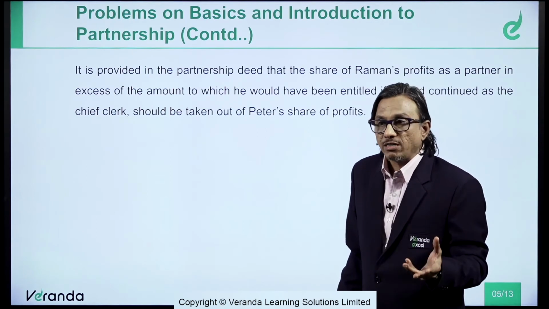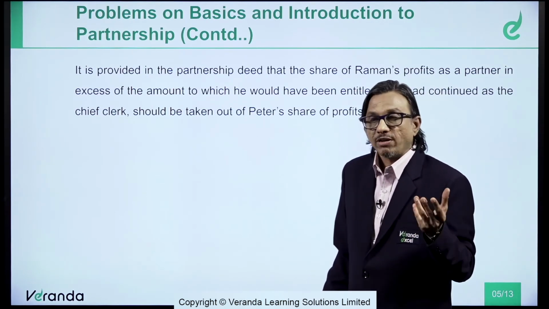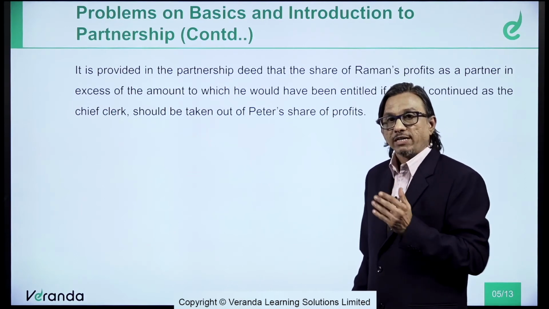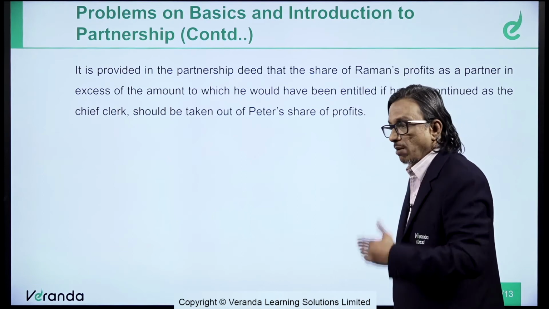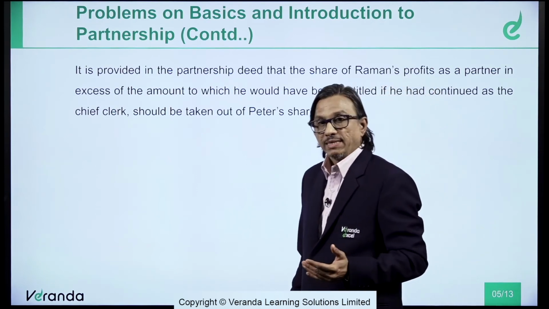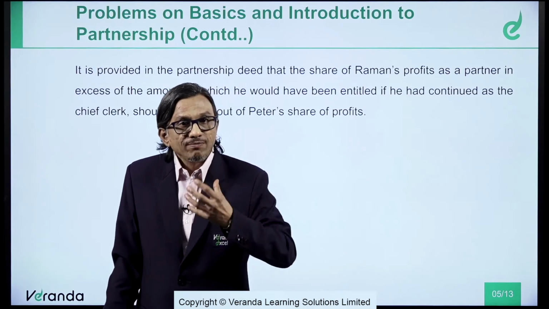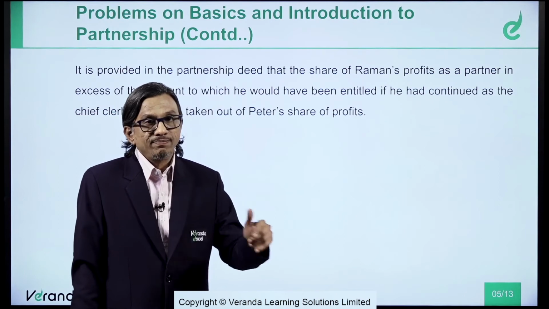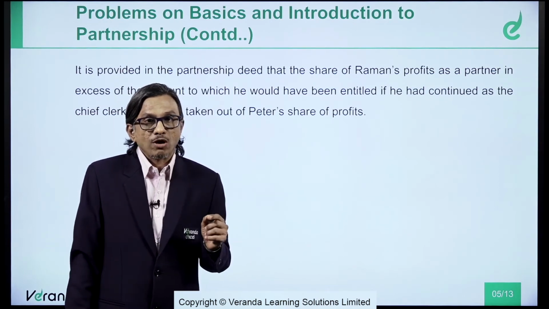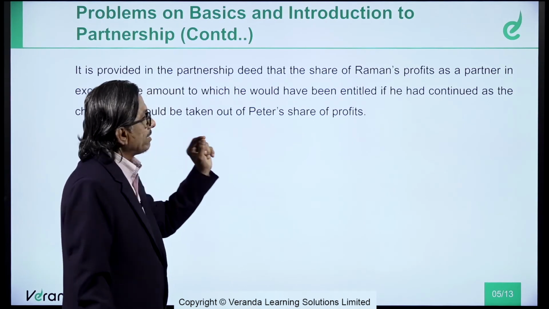Because why are you admitting Raman? Peter is not good. Peter is not doing well. He is suffering ill health. So in order to compensate that only, we are adding Raman into the firm. So therefore, Peter says, suppose we have to pay him more money than what we would have paid to him as an employee, you can take it from my share. That is the agreement. It is provided in the partnership deed that the share of Raman's profits as a partner in excess of the amount to which he would have been entitled.